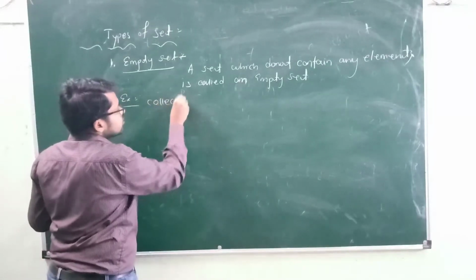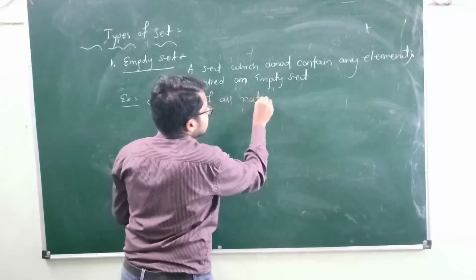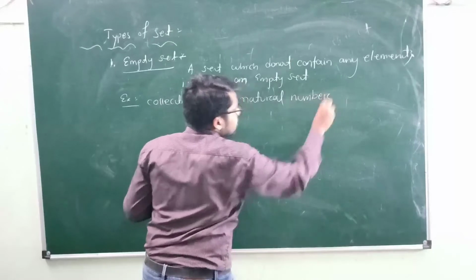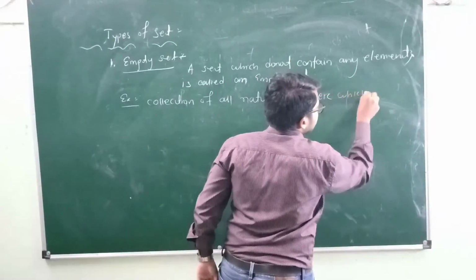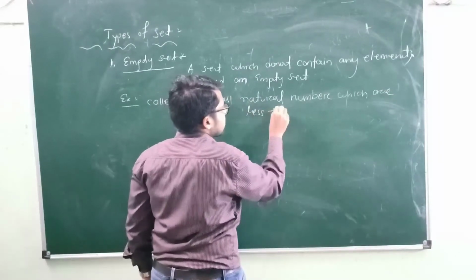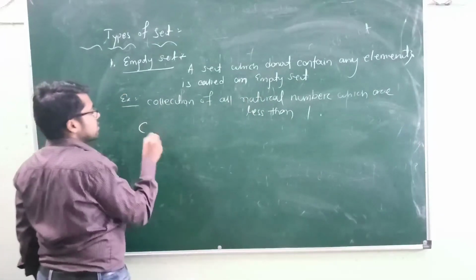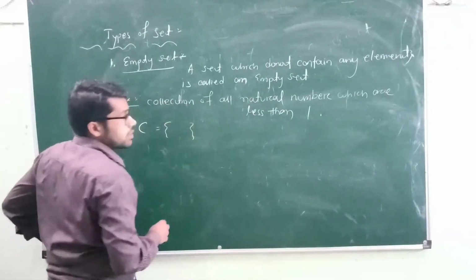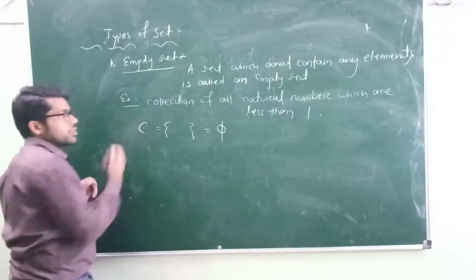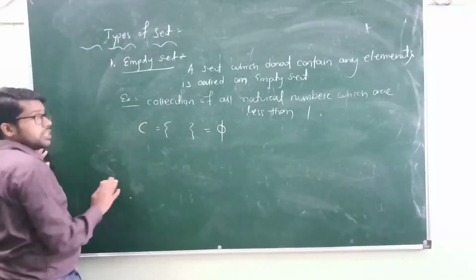Collection of all natural numbers which are less than 1. So if I name this set as C, this remains empty. We cannot write anything. C equals empty braces or this equals phi. This is also an example of empty set. Okay, now we should learn a new concept.